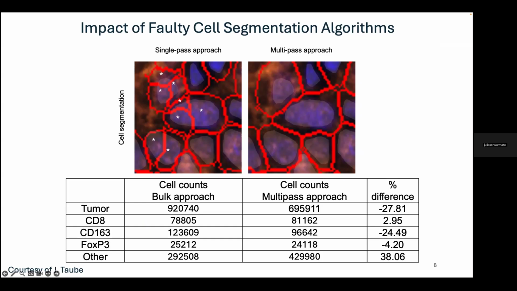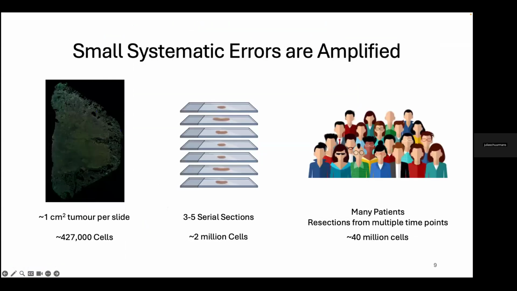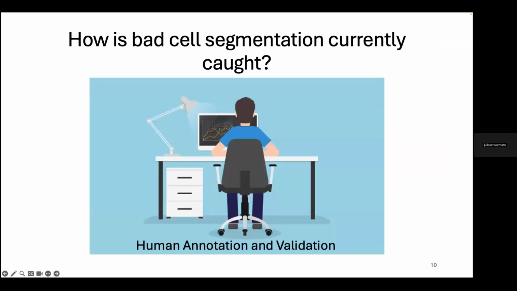If we go back to what I was talking about the slide before, if we have about 40 million cells and there's about a 25% difference, that can mean that either 10 million of those are wrong, or we actually end up counting 50 million cells and about 10 million of which are wrong. That's a problem. However, we know it's a problem. So how are we currently catching this bad cell segmentation? Well, bad cell segmentation is currently being caught by human annotation and validation.